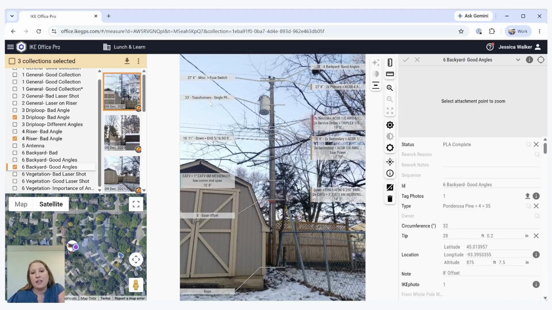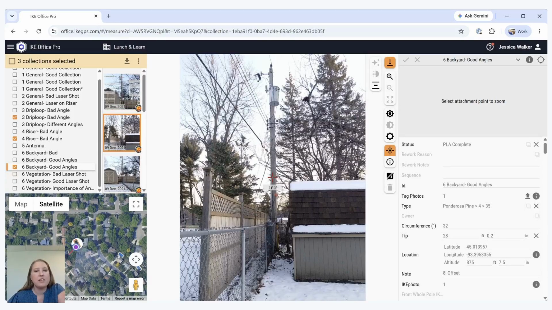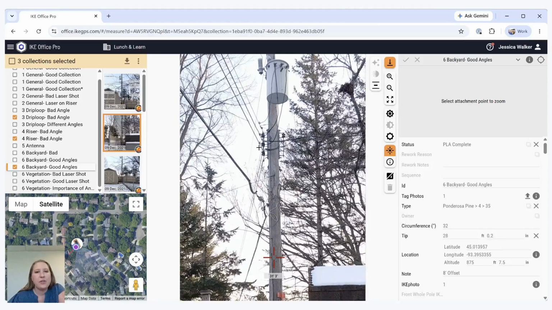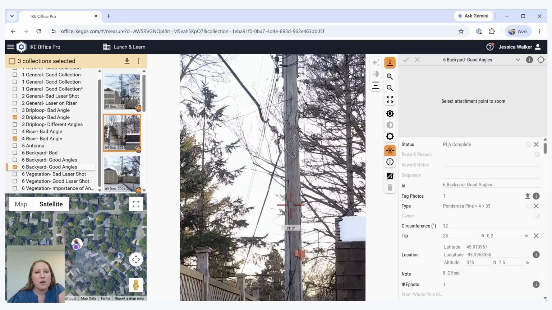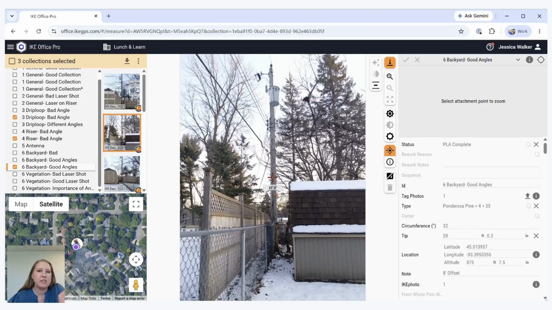And this is a good example of a fielder who kind of got creative. So they got us a really good forward view of the pole. But then they also went behind the shed and got us a view of the back side of the pole. This helps us see how the secondary is attached. It gives us a good view of the transformer drip loops and the comm attachment. And it just helps us get a better feel for everything that's attached to this pole.